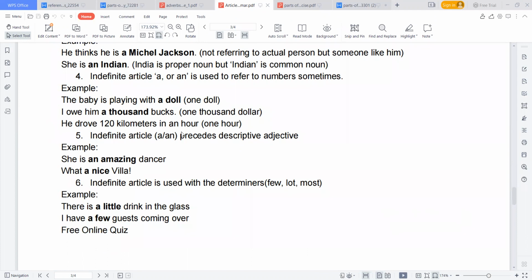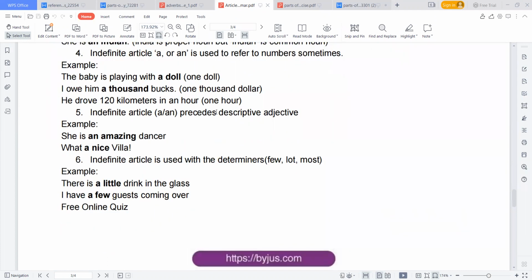Next, it is also used with a descriptive adjective. I have already told you that a and an are used with nouns and adjectives. So this is that rule only.